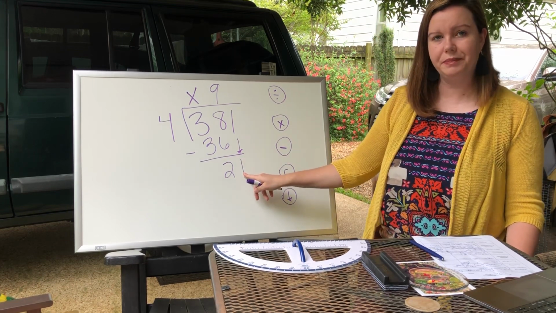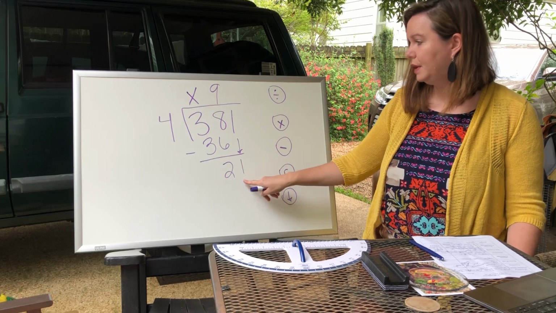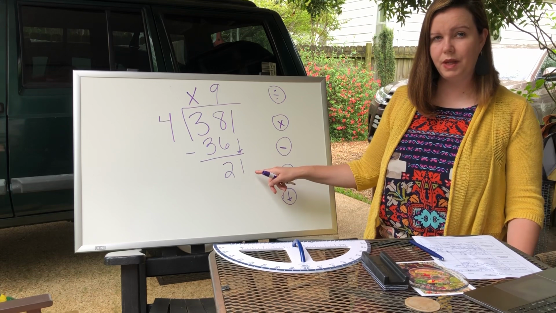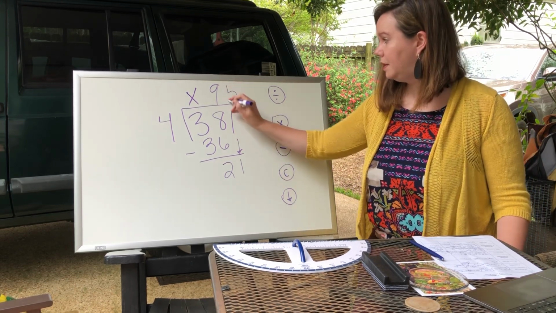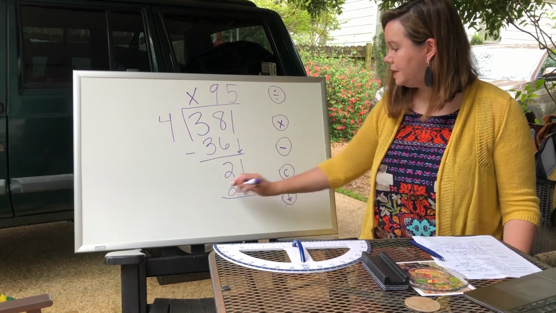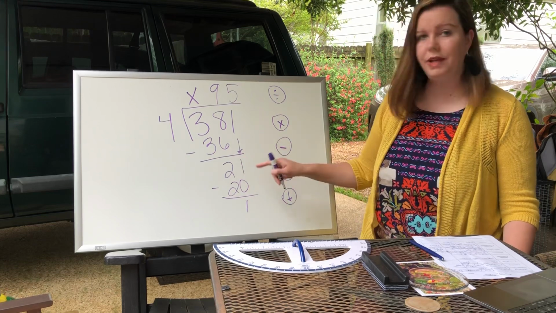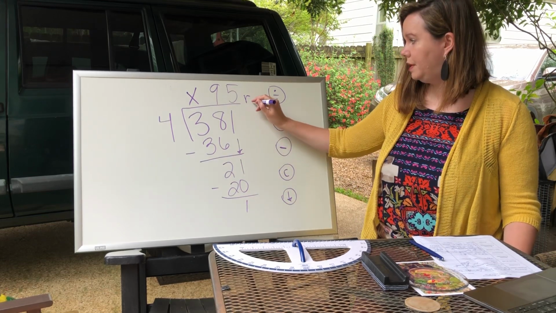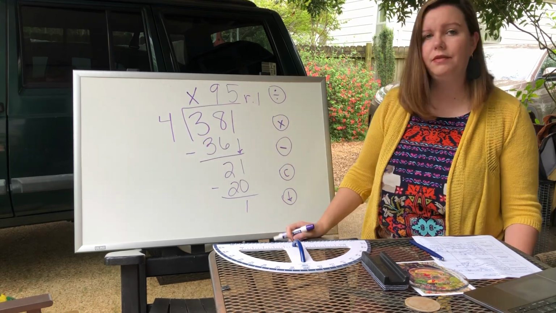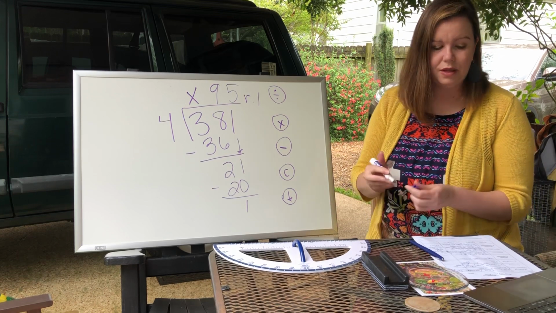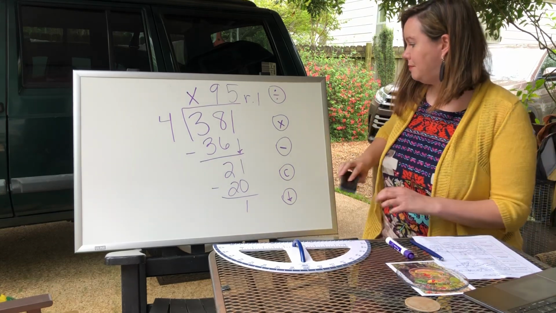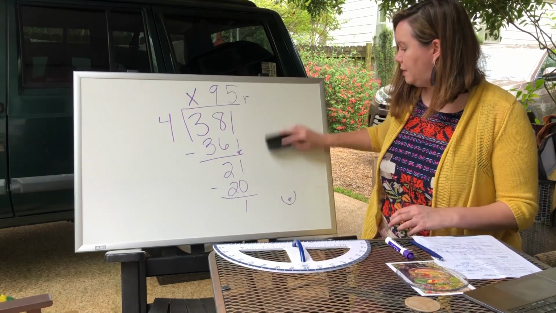Now you're here. You're going to start over. 21 divided by 4. How many times can 4 be multiplied? 5. Multiply. Subtract. Compare. Do you have anything else to bring down? No. Remainder 1. So 381 divided by 4 is 95, remainder 1. Check your answer. Go ahead and check all of this.